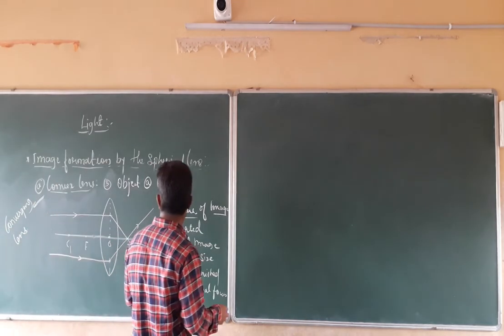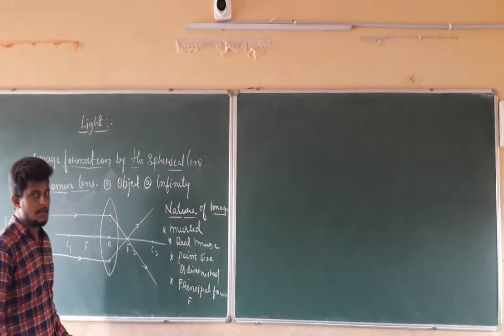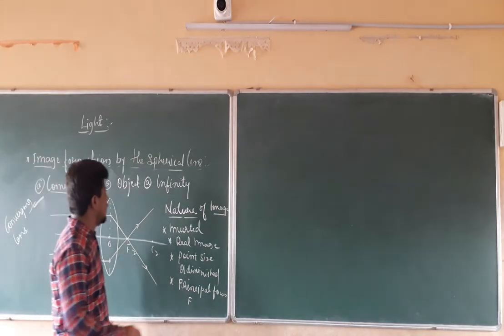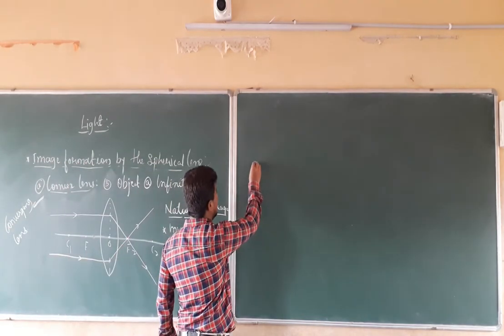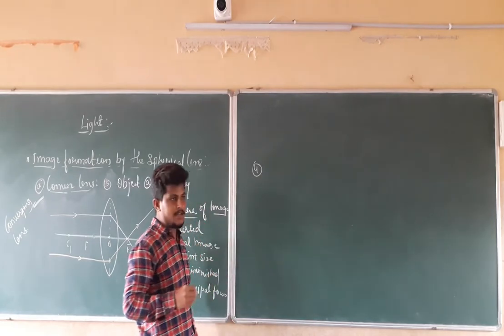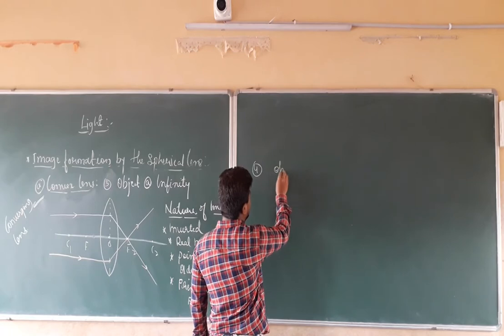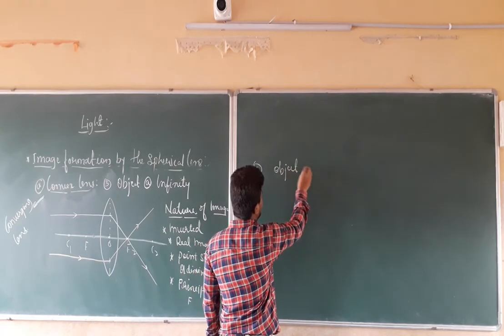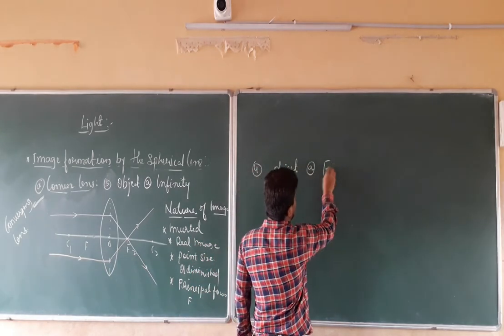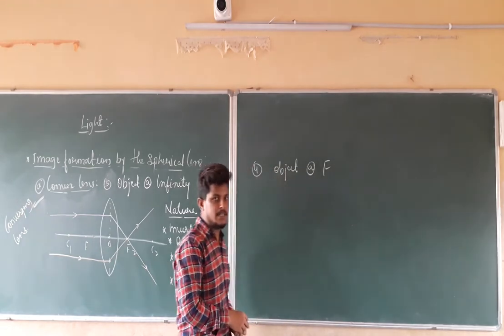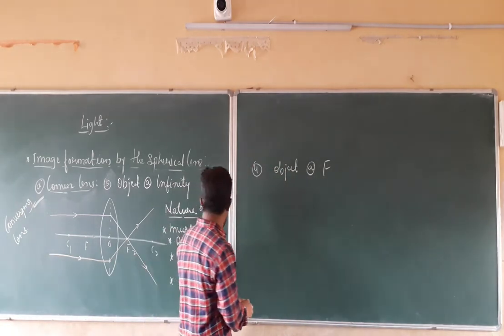So next, I hope this is clear. Now what are we going to do? The fourth condition, when the object is kept at infinity, is over. Now we are going to keep the object at F, that is, at the principal focus. Again, the same diagram.